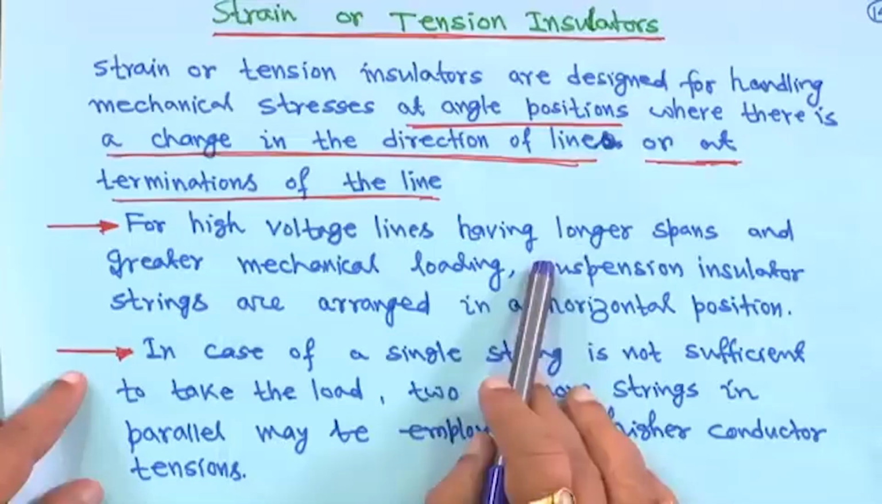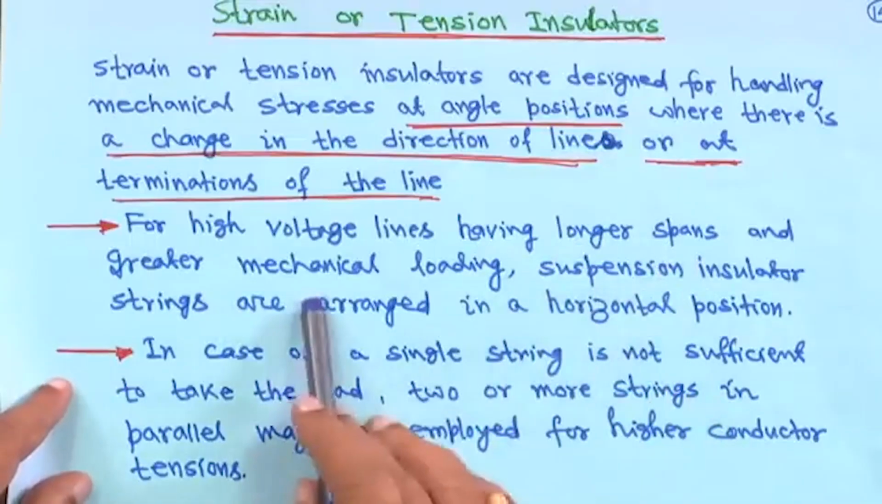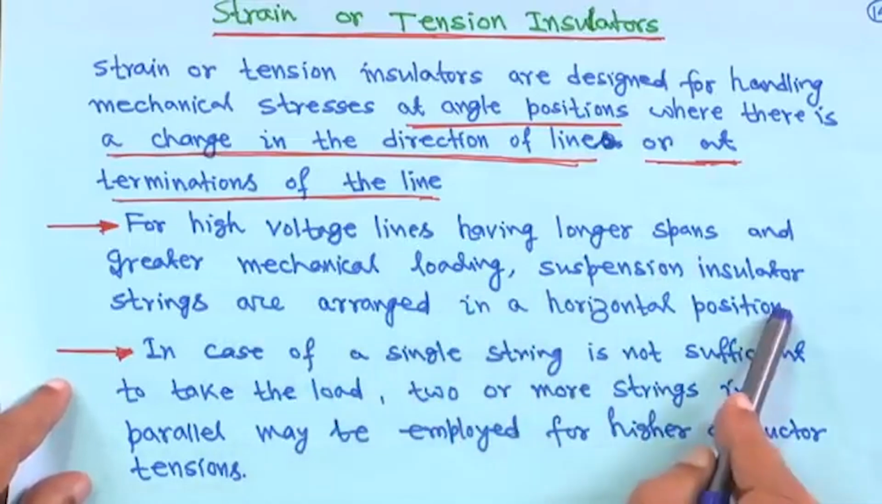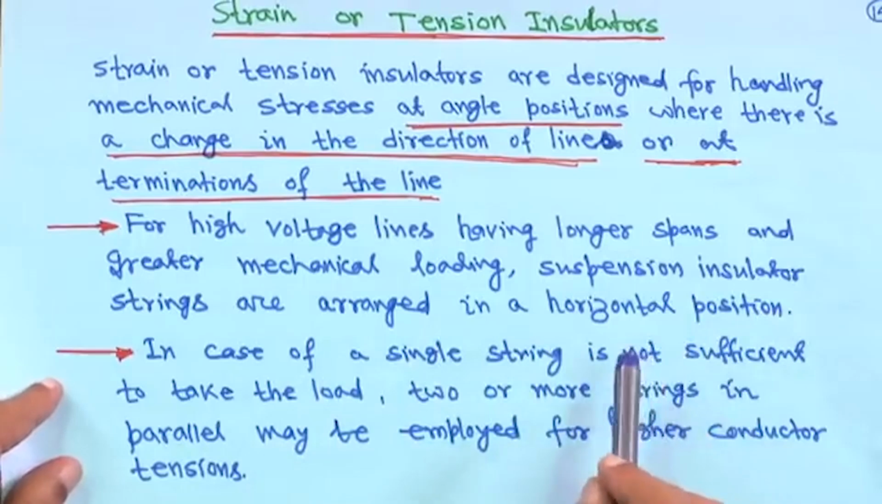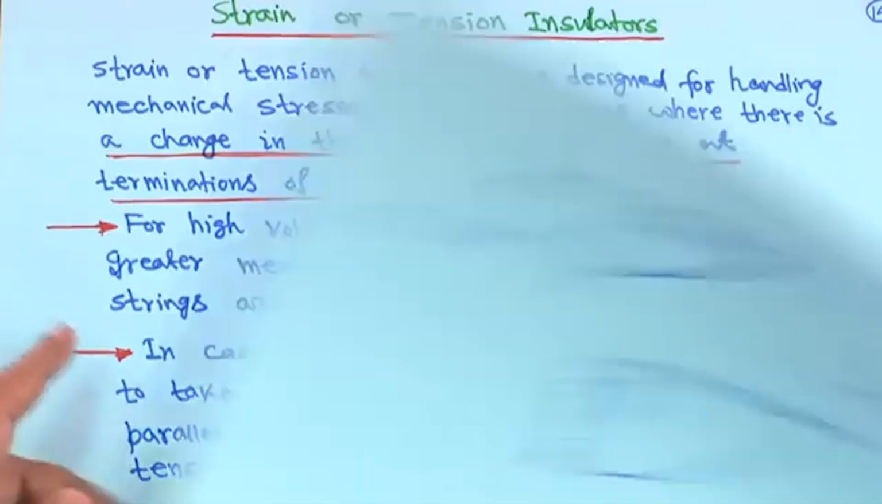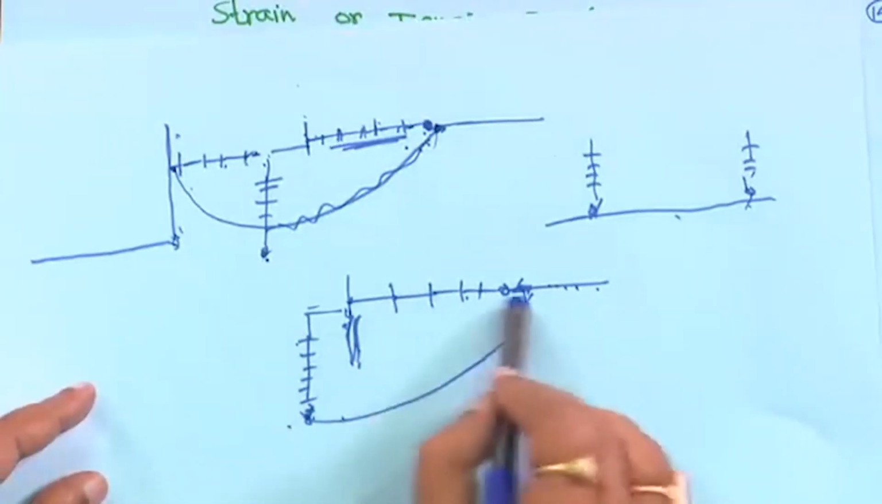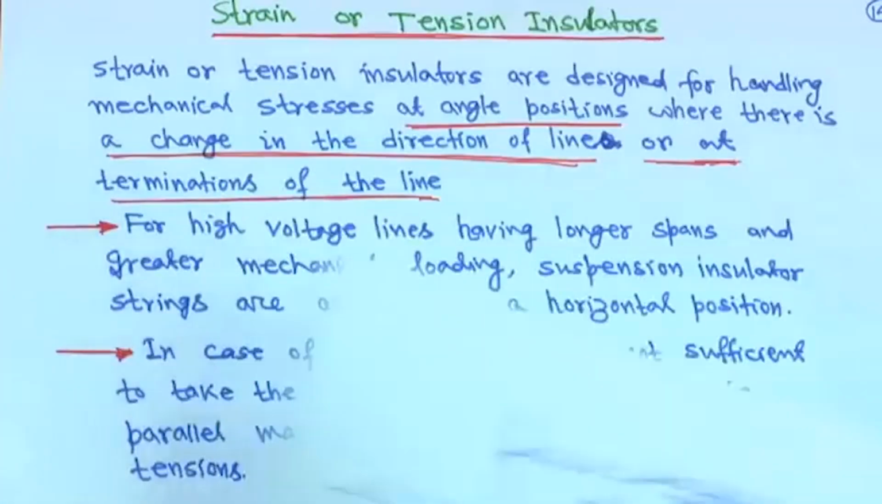So, for high voltage lines having larger spans and greater mechanical loading, suspension insulator strings are arranged in a horizontal position. That is why I told you that rather than a vertical position, you arrange it in a horizontal position, right.